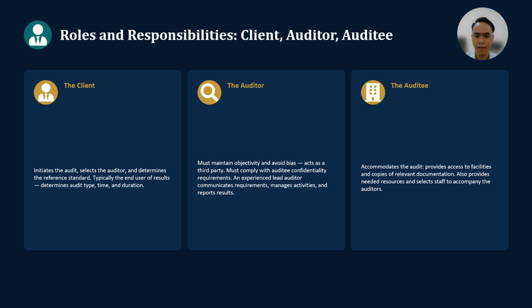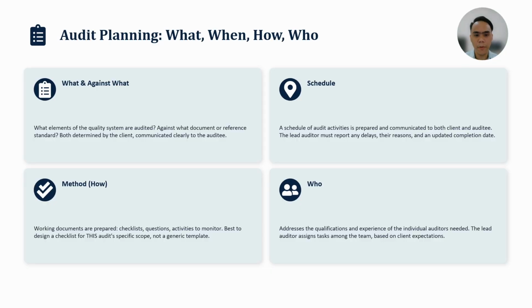The client sets direction and the auditor executes independently, and the auditee cooperates and provides access. Remove any one of these and the audit cannot really function properly. So proper planning is a key factor in achieving an efficient, quality audit. Planning should be conducted with consideration of the client's expectations.